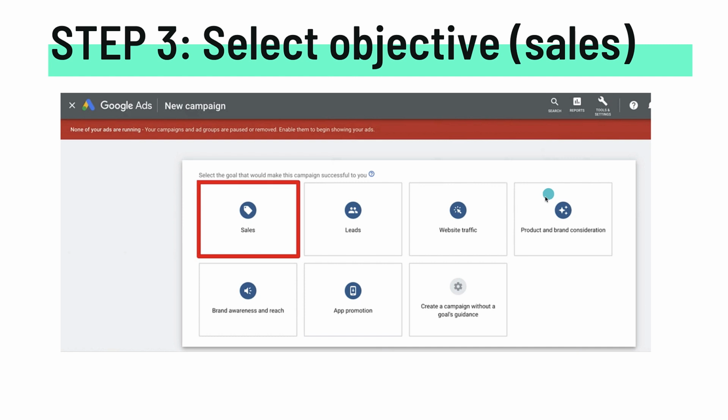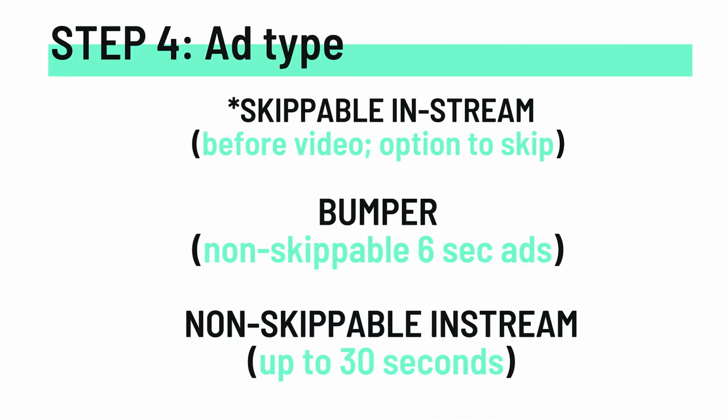If you check one of these product brand consideration ones, those let you do longer non-skippable ads, but those are more for big brands that are just trying to get kind of impressions for their brand. So here again are the three kind of main ones that you'll see. You can also do some off YouTube stuff that I'm not going to talk a lot about, but suffice it to say that 99.9% of you are going to be running these skippable in-stream ads, which go before the video and give you the option to skip.